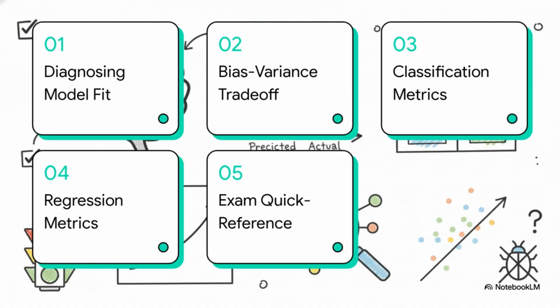Okay, here's our game plan. First, we're going to look at the most obvious symptoms by diagnosing the model's fit. Then, we'll dig deeper into the root cause, the classic bias-variance trade-off. After that, we'll open our doctor's bag and look at the specific diagnostic tools, the metrics, for both classification and regression models. And finally, we'll wrap it all up with a quick reference guide that's going to be perfect for your last-minute exam prep. Sound good?